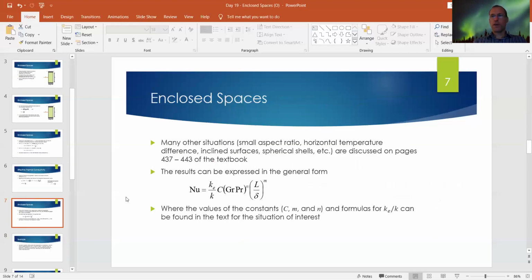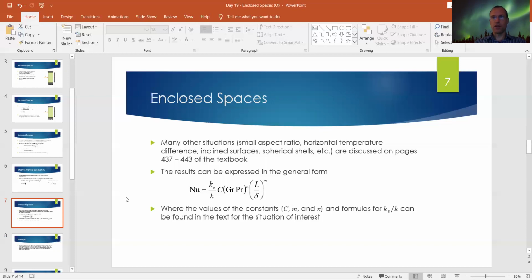And many other situations. The only situation we dealt with so far is the dual pane window, the vertical enclosure with a small delta compared to L. There's many other things we can do. We can have a horizontal temperature difference, so temperature difference on the top and bottom as opposed to left and right. We have inclined surfaces, so things going at an angle instead of straight up and down. Other geometries, so not just rectangles, but also spherical shells and cylindrical shells. Many other geometries and situations are described on pages 437 to 443.